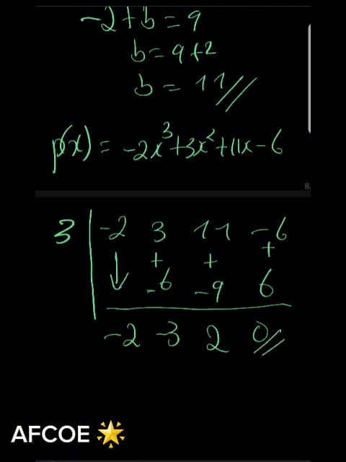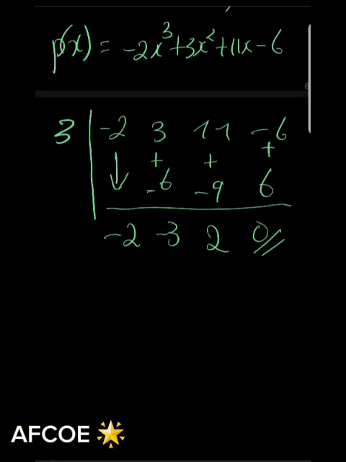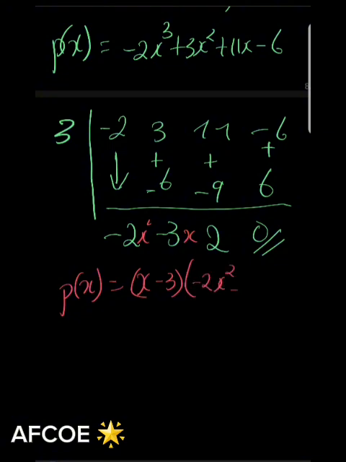If you have 0 here, then you have done the synthetic division correctly, because 3 is a factor, so it has to give you 0 here. The rest is just the coefficients of your quadratic. So you attach your x squared, x, and the constant term. So p of x will be equal to the first factor, x minus 3, times this other factor, which is negative 2x squared minus 3x plus 2. And that is all. You have already gotten your quadratic. Then you simply factorize this other one here.